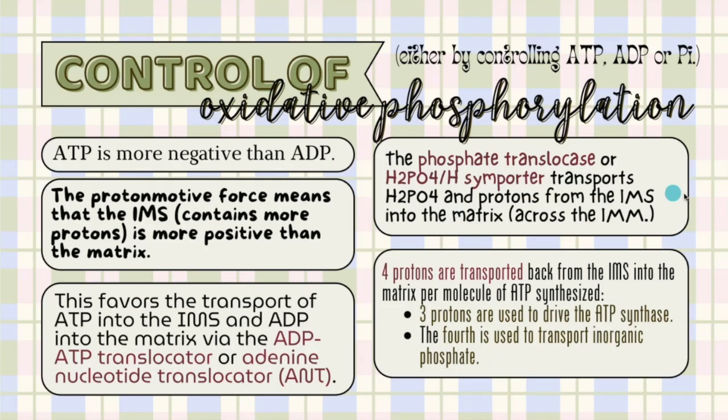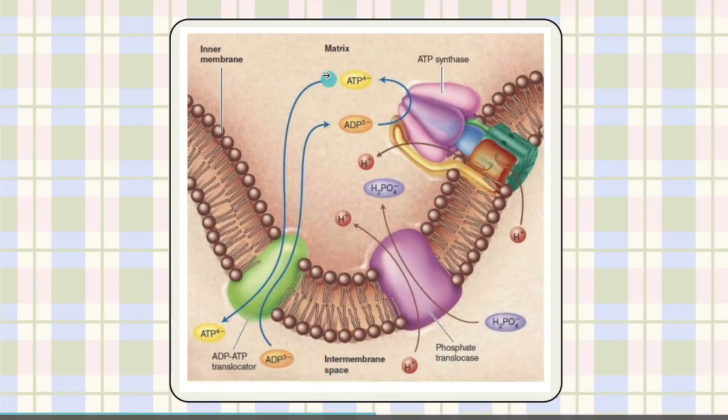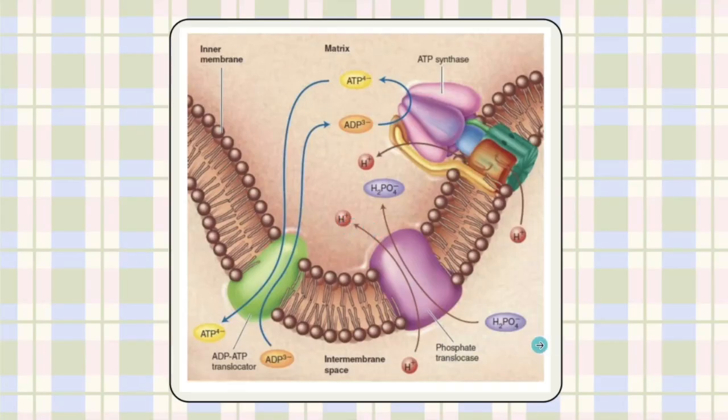Now, to imagine it better, look at this diagram. You have the IMS here and the matrix here. The IMS is more positive, so ATP will move into the IMS, and the matrix is less positive, so ADP will move into the matrix. Now, because the IMS contains a higher concentration of protons, protons will go through this channel back to the matrix, and with them, inorganic phosphate will be carried back into the matrix.